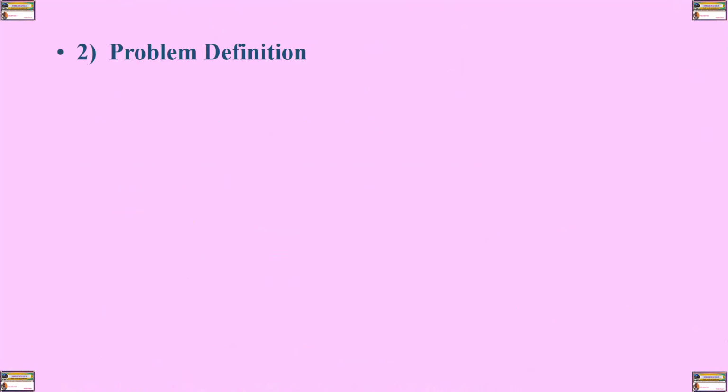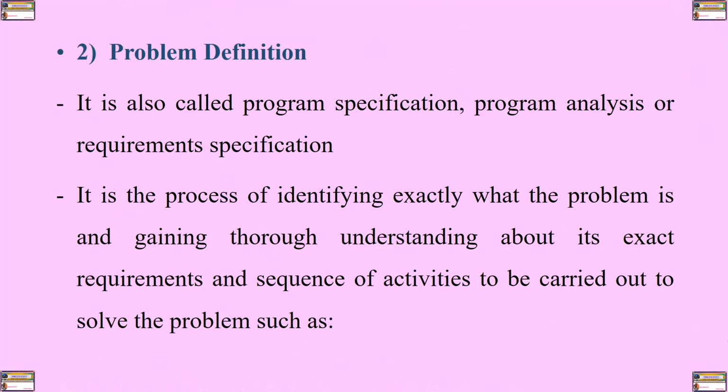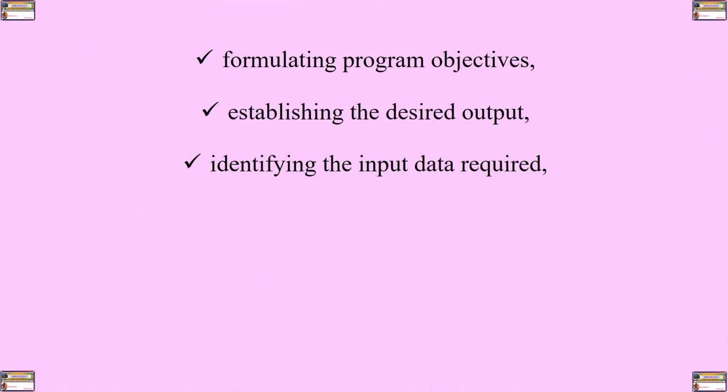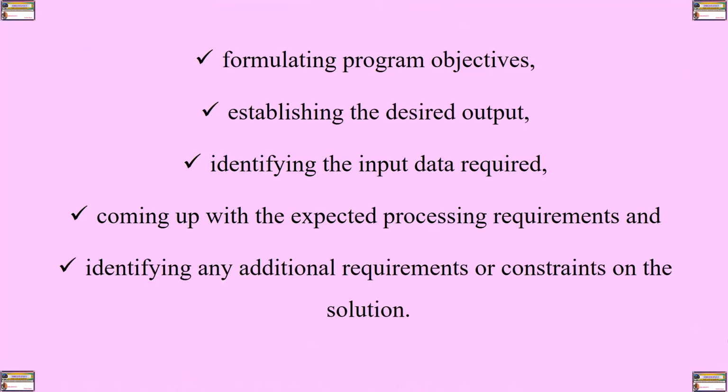Number two, or second phase, is problem definition. It is also called program specification, program analysis, or requirements specification. It is the process of identifying exactly what the problem is and gaining insight through understanding about its exact requirements and the sequence of activities to be carried out to solve the problem at hand, such as formulating program objectives, establishing the desired output, identifying the input data required, coming up with the expected processing requirements, and identifying any additional requirement or constraint for the solution.